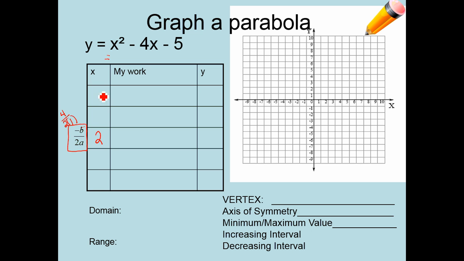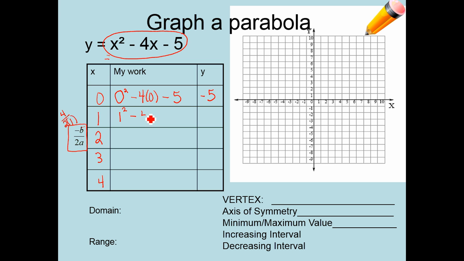So we need to choose some other x values on either side of the number 2, like 1, 0, 3, 4 perhaps. Once we've chosen those x values around that vertex point of 2, we plug our chosen x values into our quadratic equation. So I'm going to plug in the number 0 everywhere I see an x. So 0 squared minus 4 times 0 minus 5. If I calculate that in my calculator, I end up with a y value of negative 5. Now I do the same thing with the number 1.